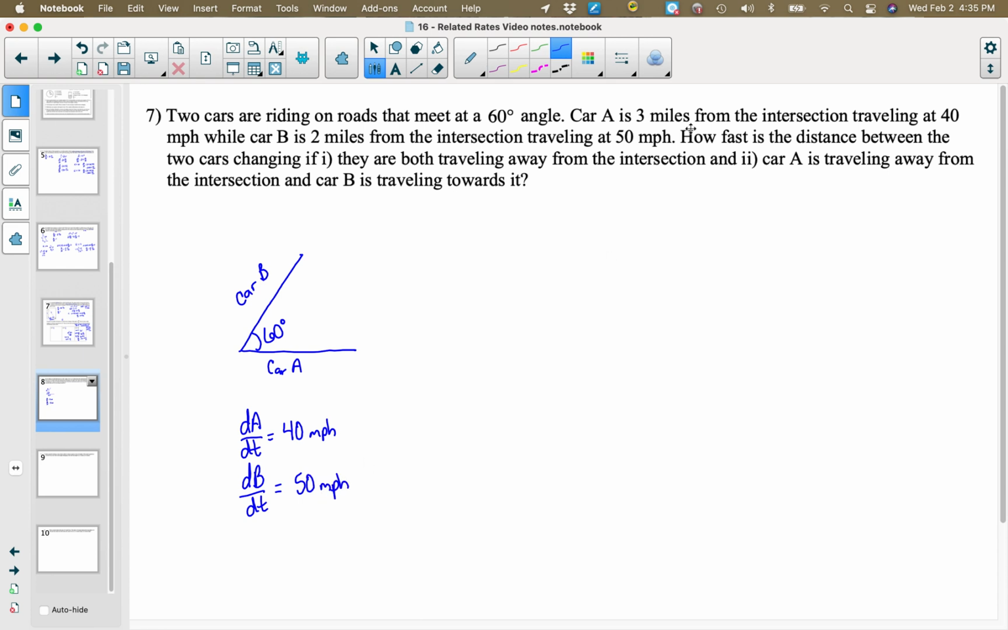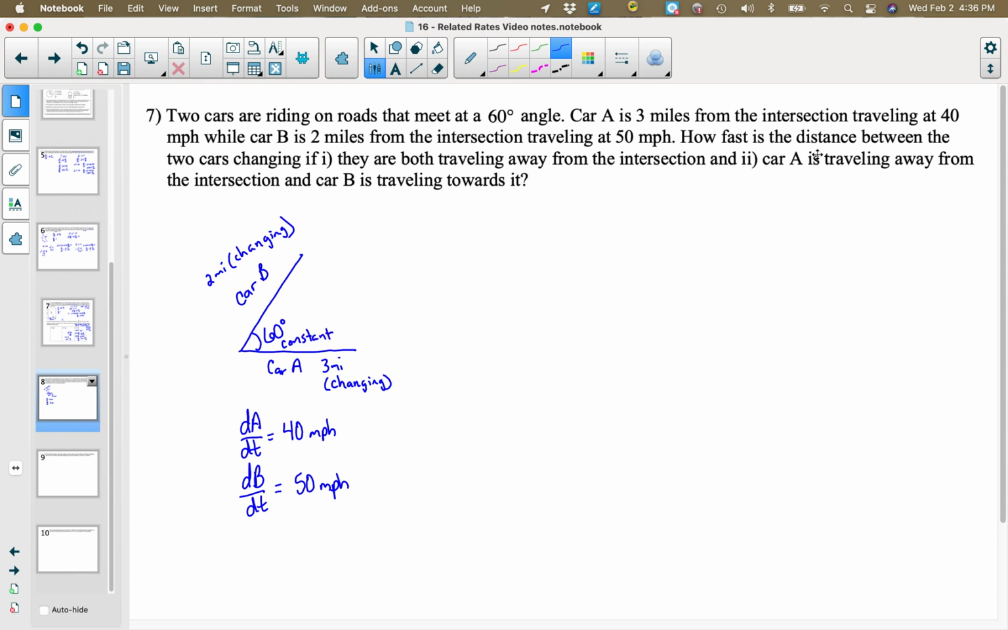And they do tell me that car A is 3 miles from the intersection, but remember that it's changing. So this is 3 miles, so I'm going to record that, but it's changing. So I can't treat that like a constant. And car B is 2 miles, but it's changing, so it's not a constant, so that means I can't plug it in until after the derivative. However, the 60 degrees, these are roads, so this is not changing. So my 60 degrees is a constant. I'm going to write in constant.